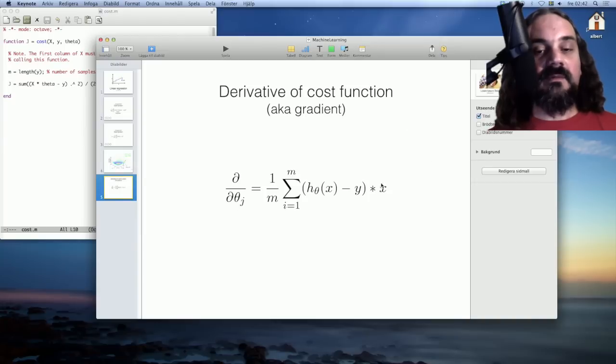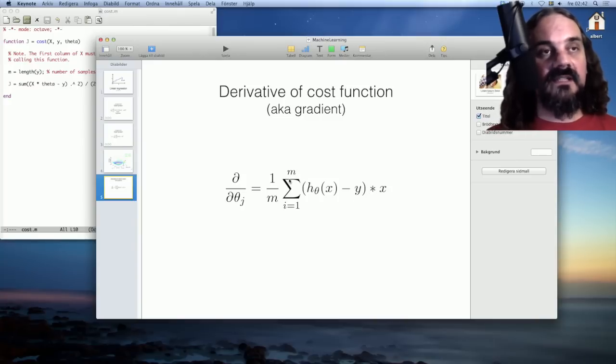And to do that we need the derivative, and here is the formula for the derivative of the cost function. All right, it's a lot of math, and if you haven't done calculus, it's probably gibberish. But you just put this into MATLAB. All right.